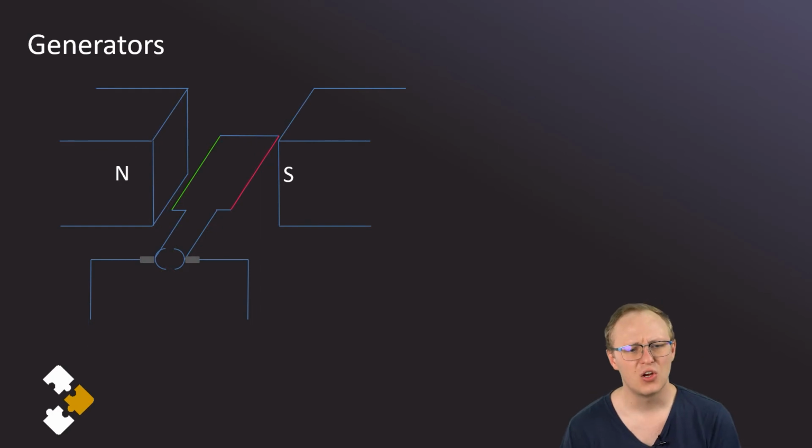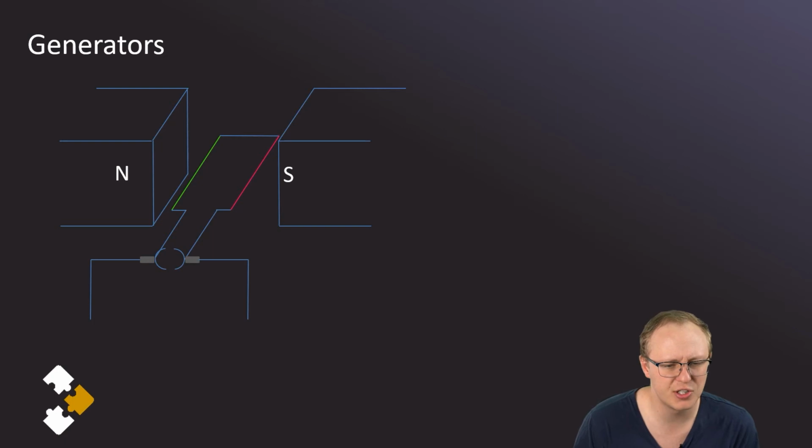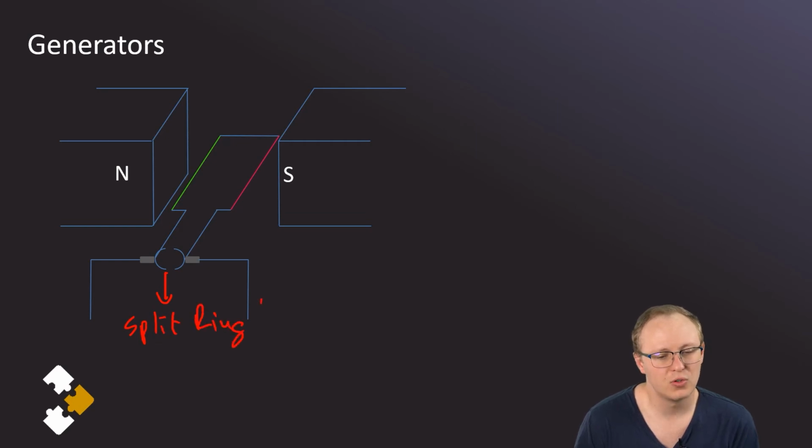Okay, so let's now talk about the DC generator. And you'll see that the diagram is not particularly different. The only thing that has changed is instead of having the slip rings here, we are going to have a split ring, also known as a commutator.